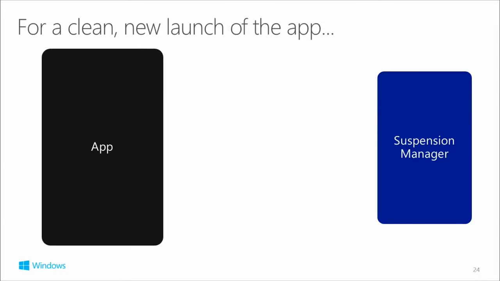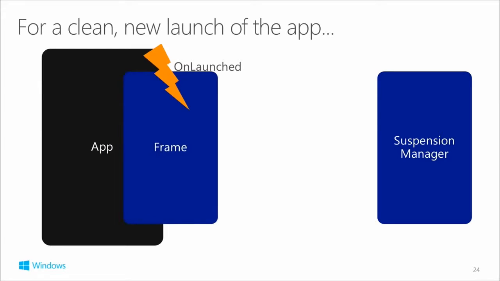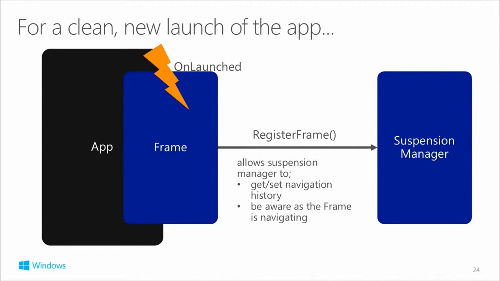So this is a run through of how it works. For a clean new launch of the app, the app fires the on-launched event, the frame gets created, we saw all this, and then in your on-launched method, you need to register that frame with the suspension manager.